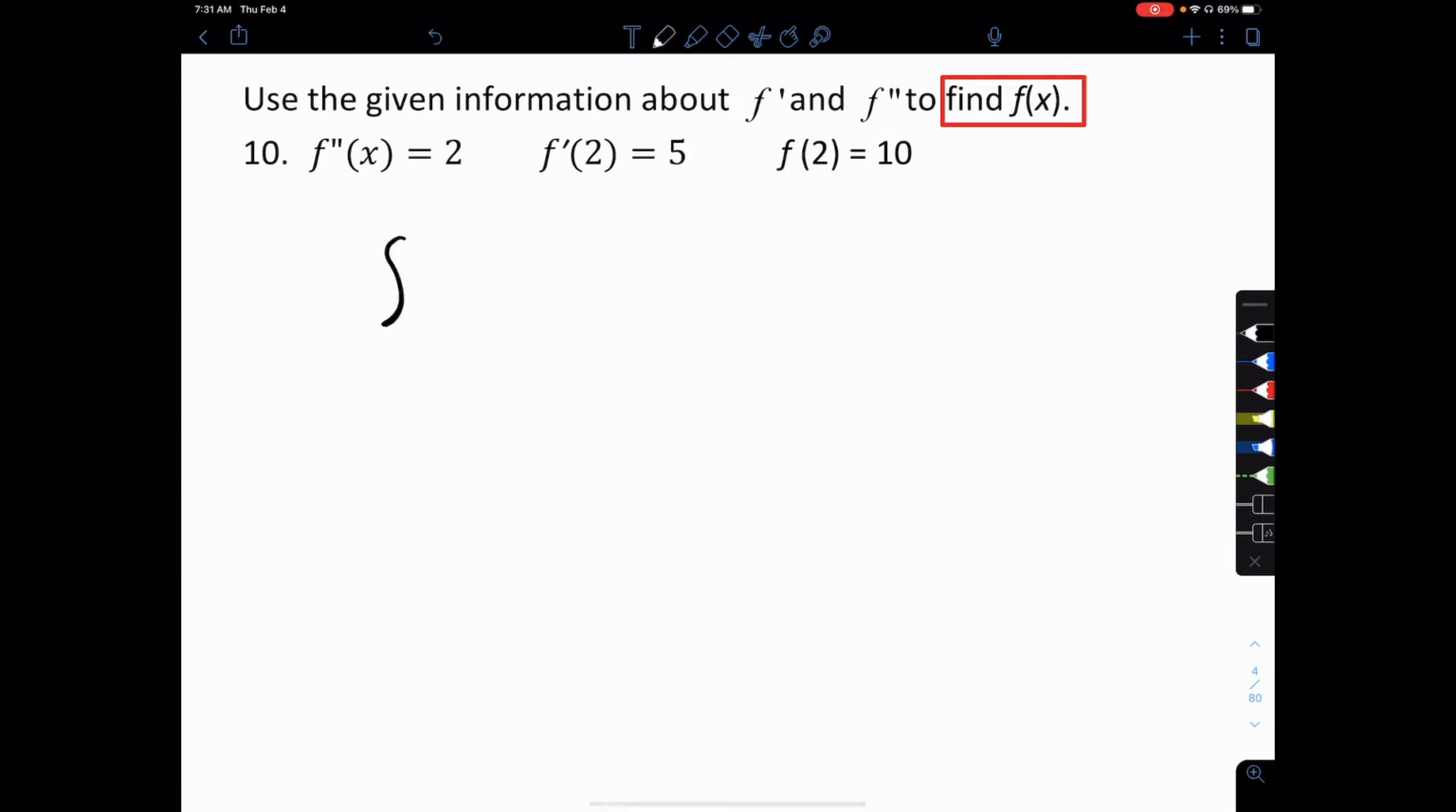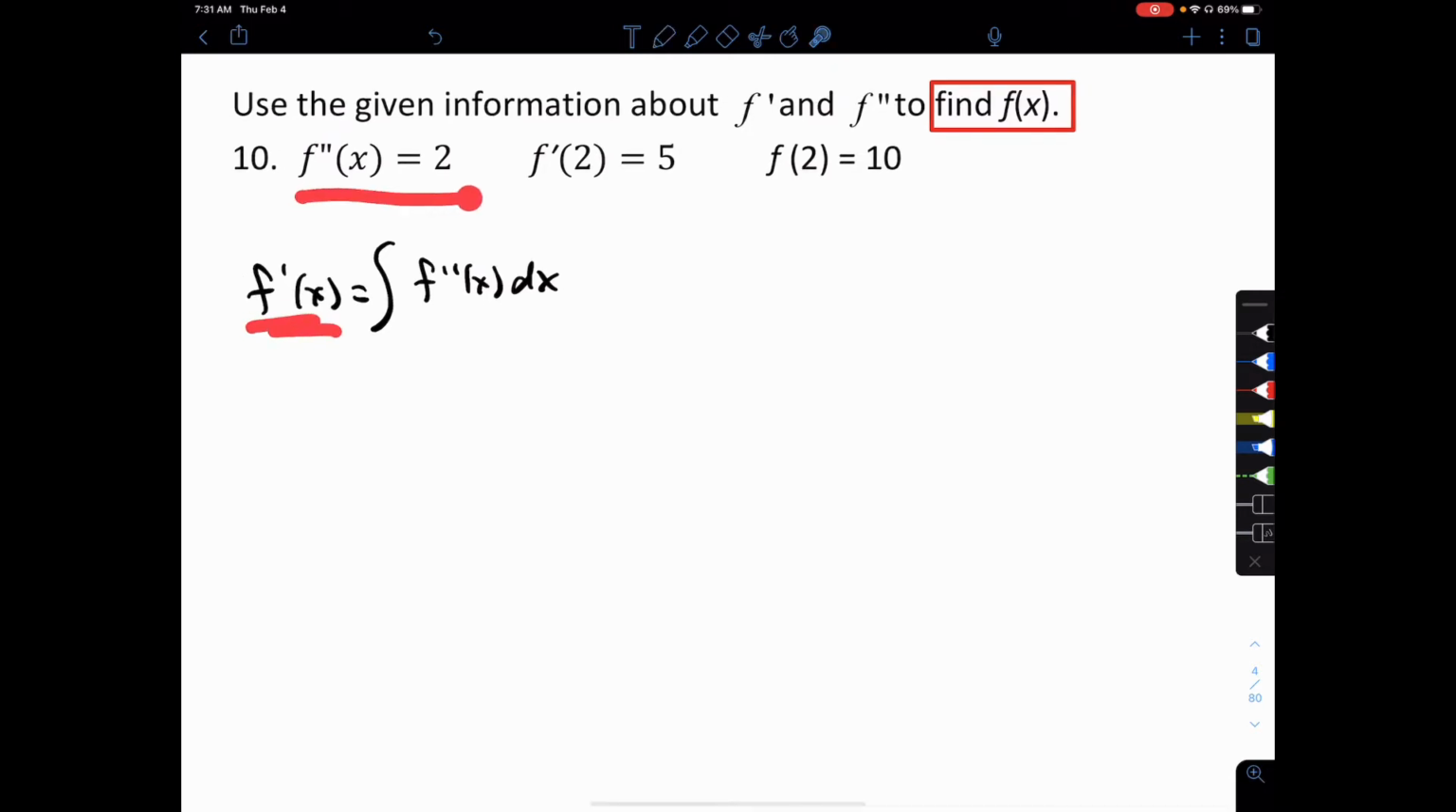We're going to integrate f double prime. When you integrate that, that should give us f prime. So we're going to recover f prime by knowing what the second derivative is. If we integrate this, which is integrating 2, anytime you integrate a constant, you're going to get a linear function. And we have to add in this arbitrary constant.